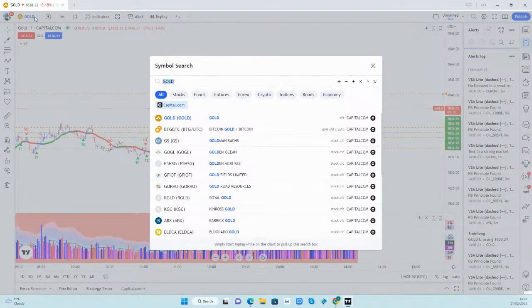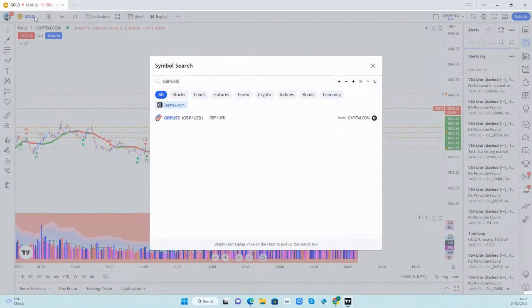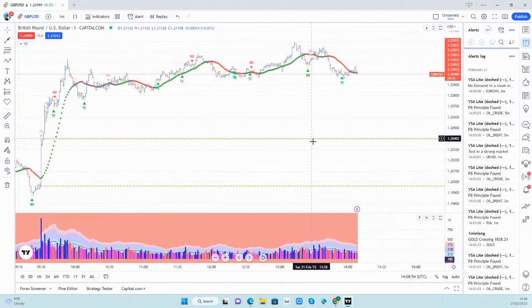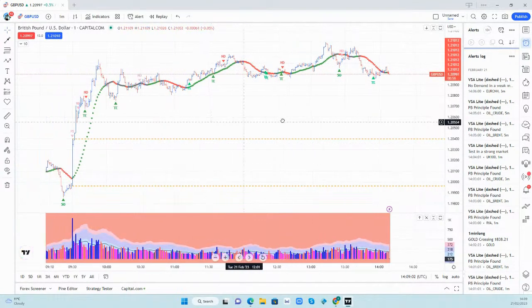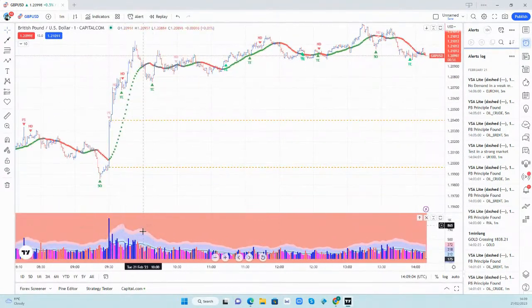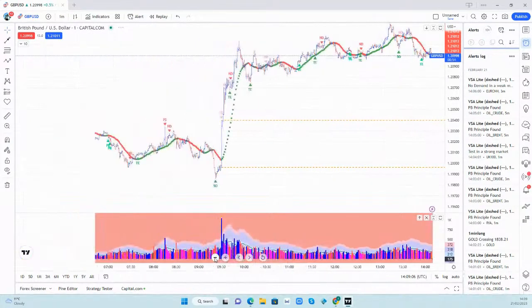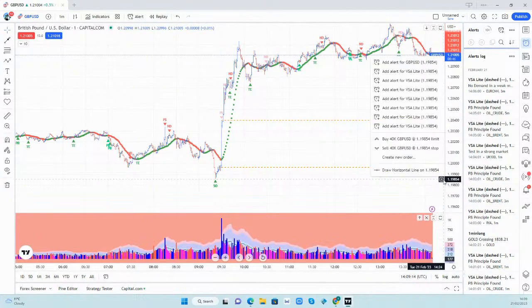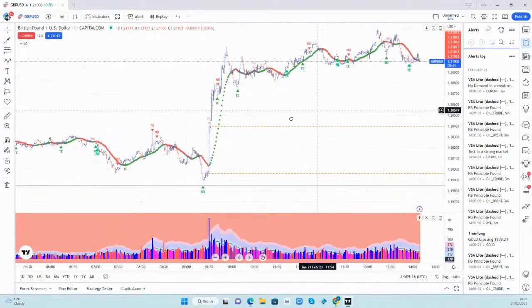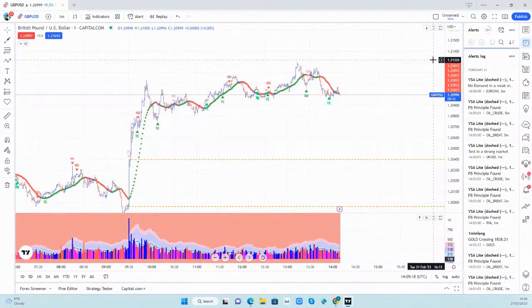Let's go back to GBP USD, see what's going on there. Nothing much. Keeping in that range. Let's see the high and the low of the day actually. 8 o'clock, market open. That's the lowest they've taken it. And the highest they've taken it is there.